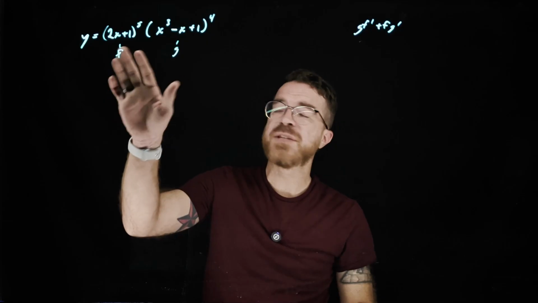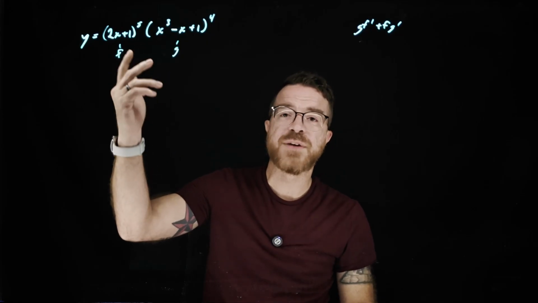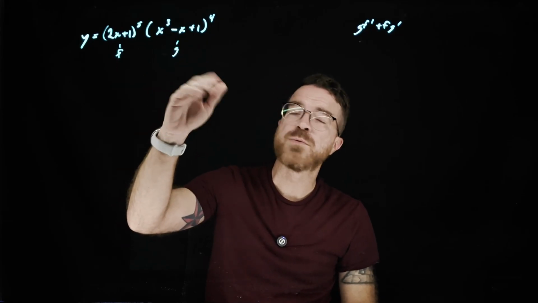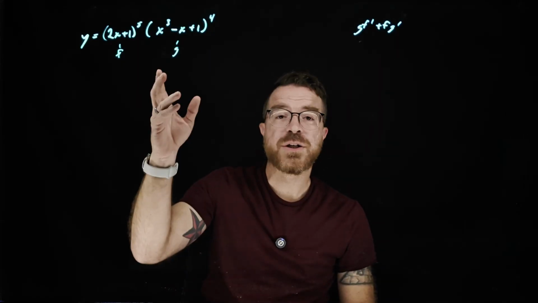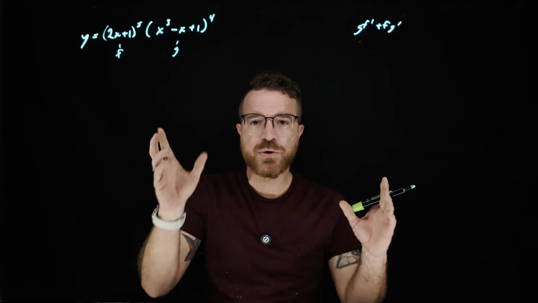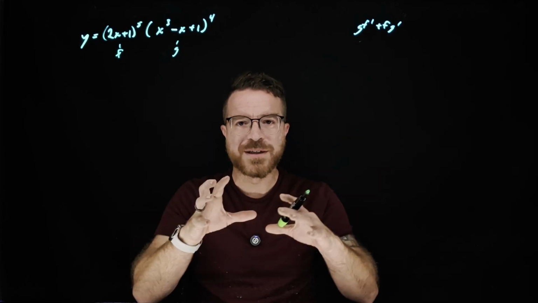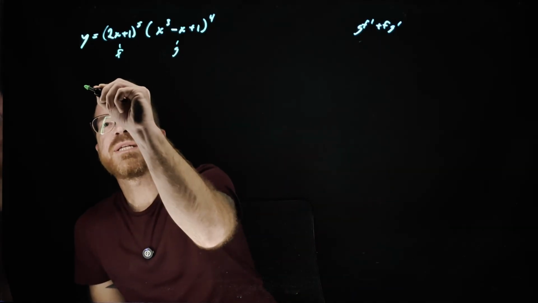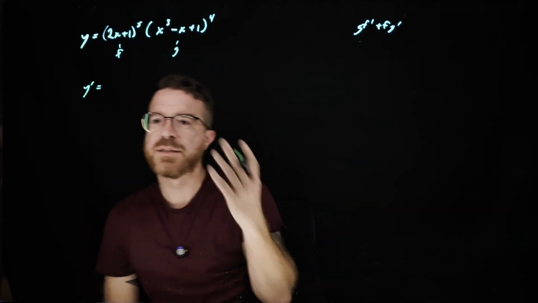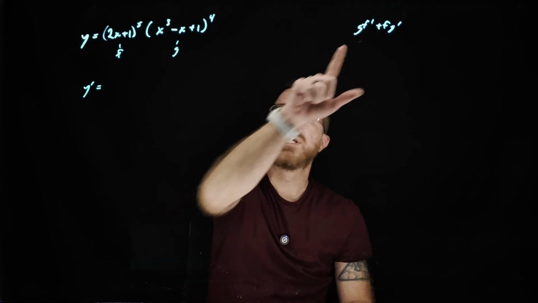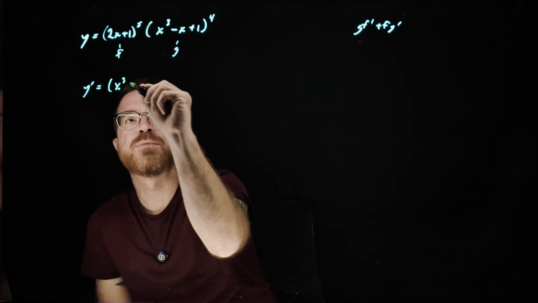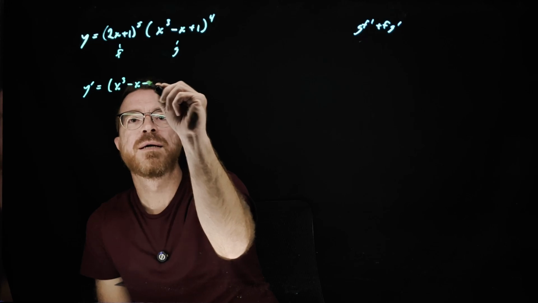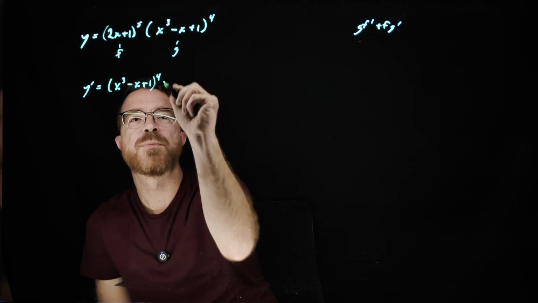But because each of these is to a power, right? (2x plus 1) to the 5th power, (x cubed minus x plus 1) to the 4th power. When we take these derivatives, we're actually going to have to be using the chain rule. So we have a product rule with a chain rule. So let's do it. So when we take y prime, which means we're taking the derivative of y, we're first going to leave g alone. So this first term is going to be (x cubed minus x plus 1) to the 4th power.